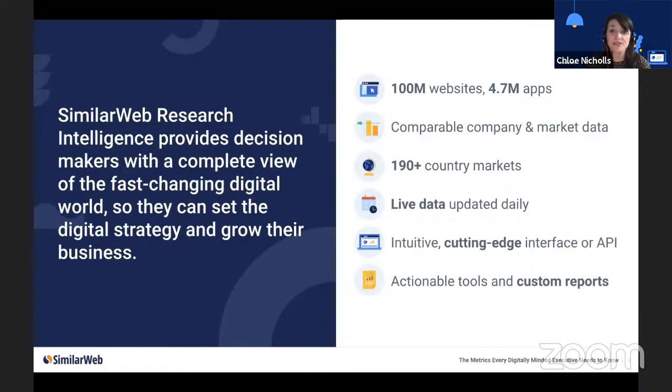We have global data, and it's live as well. It's updated and refreshed daily. And we also have this intuitive, cutting-edge Pro platform. So we have our SaaS platform, but we also have our API integration as well. And not forgetting the actionable tools and custom reporting that we have available as well. So that's just a quick overview of who we are.